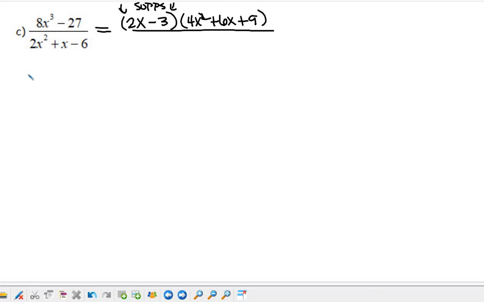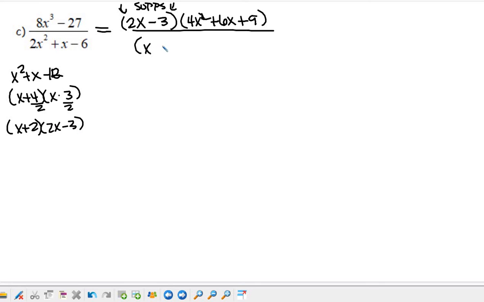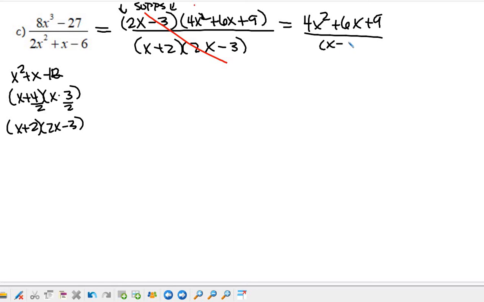All over. So this one needs bottoms up, so I'm going to come to the side and do that. So I have x plus 4, x minus 3, divide my 2 back out, and I have x plus 2 and 2x minus 3. So we need to simplify conveniently. So then we're left with 4x squared plus 6x plus 9, over x plus 2.